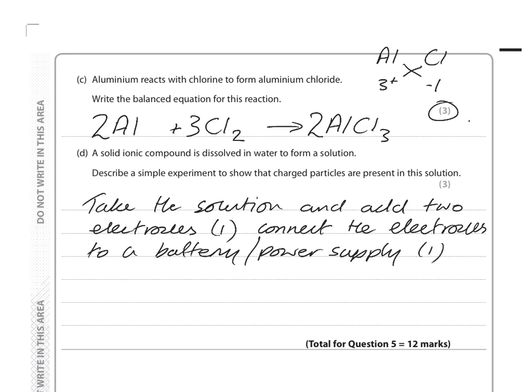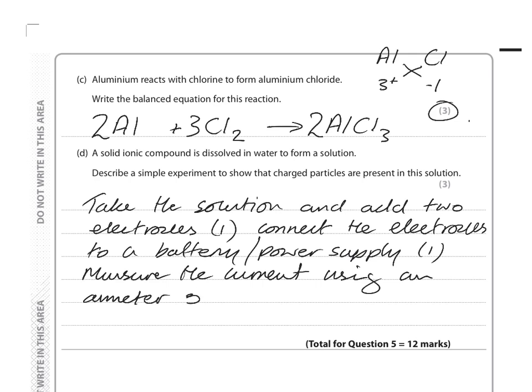That's for your second mark, and then you need to show that there's a current flowing around the circuit, and you're going to do that by either putting a bulb in the circuit or using an ammeter. So measure the current using an ammeter or bulb. And that's it, simple 3 marks.